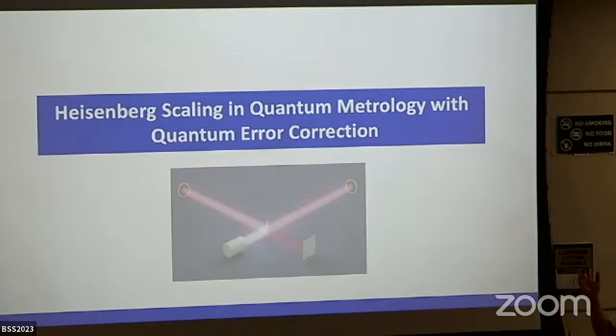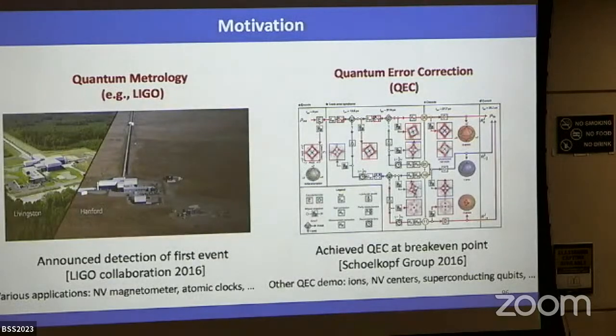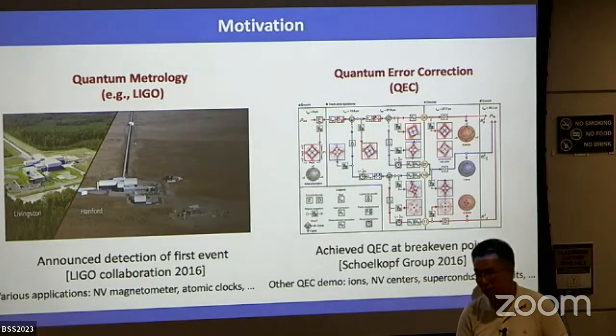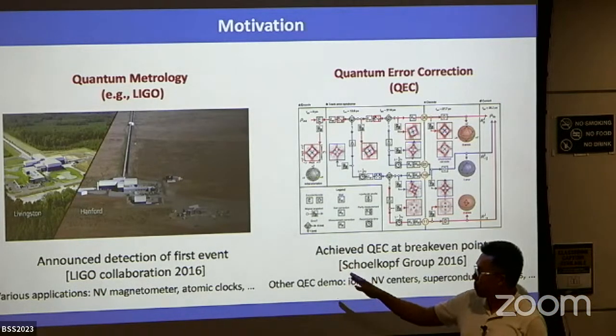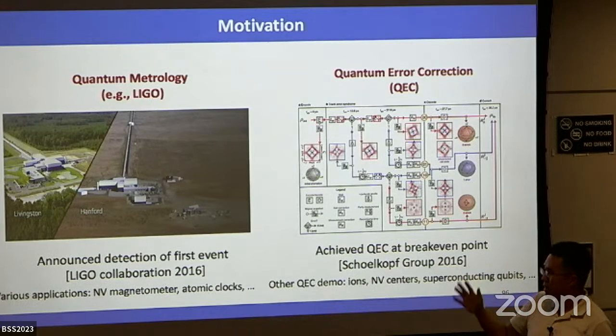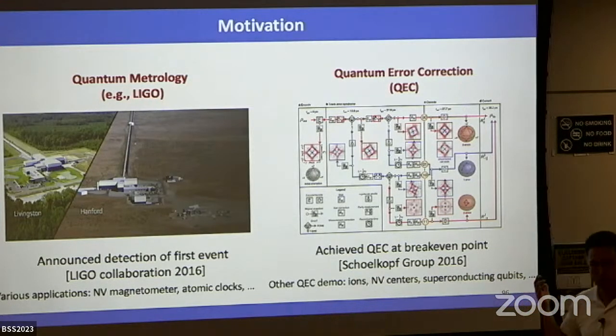For example, the gravitational wave detector, advanced LIGO, is already using squeezed light to enhance the sensitivity. So now the question is, can we come up with something where error correction could help with quantum sensing? This was about 2 years ago, happening roughly at the same time as LIGO detected the first gravitational wave events. There was also a demonstration that with error correction, we can go about break even.